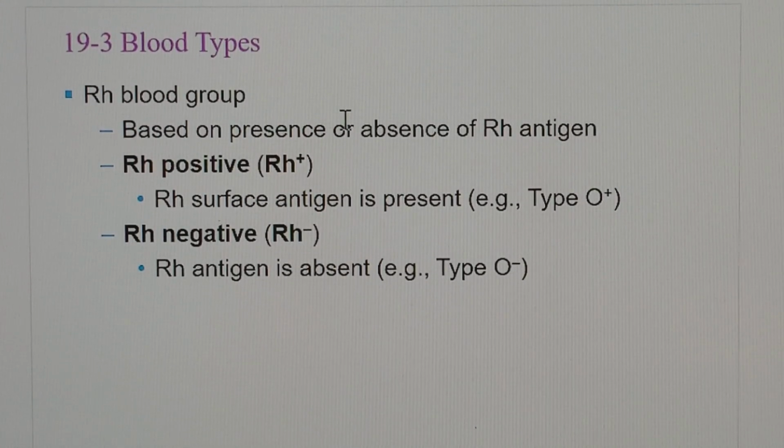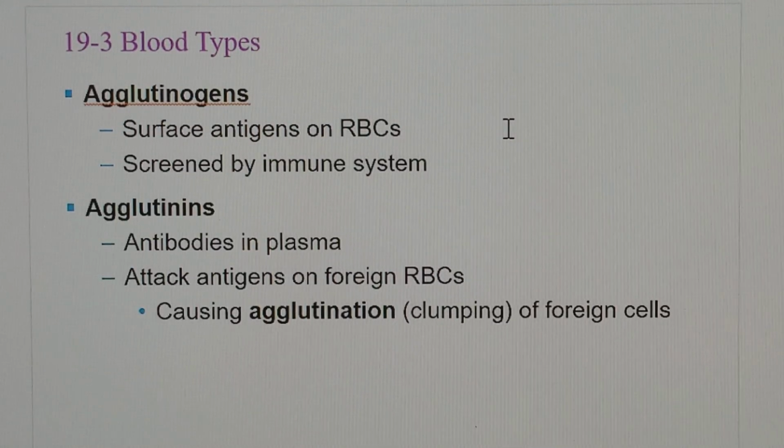Rh blood group is based upon the presence or absence of Rh antigen. A positive Rh surface antigen is present. An example would be type O positive, showing positive for the antigen. Where the Rh antigen is negative, our example would be type O negative. The antigen is not there, it's absent, therefore it's negative.